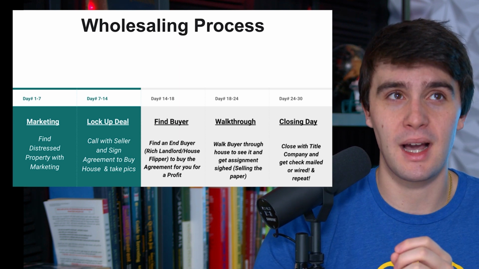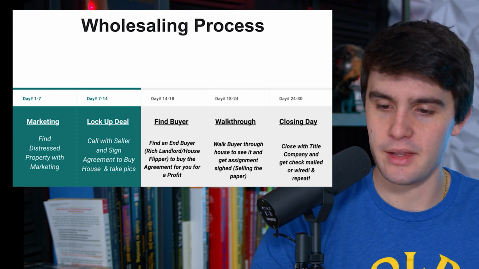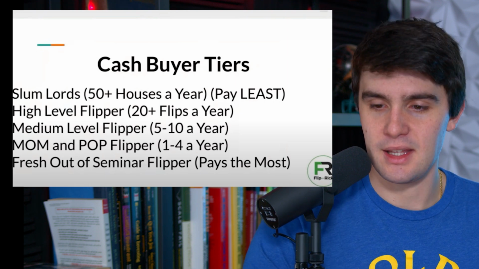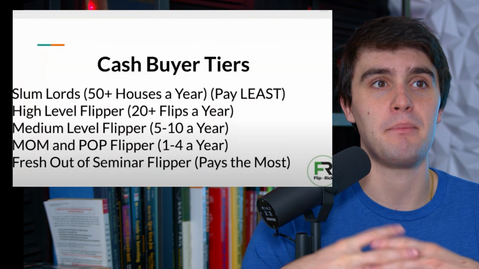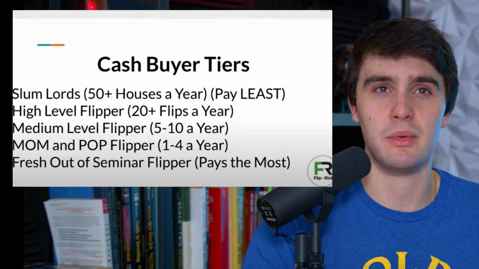This is very important, guys, that we break down exactly those processes because I think so many wholesalers get confused on it, and we're going to break it all down. So let's talk about first and foremost, the cash buyer tiers list, right? When we're talking about cash buyers, people that are buying wholesaling real estate deals, there is a tier system to them. And I want everybody to understand this.